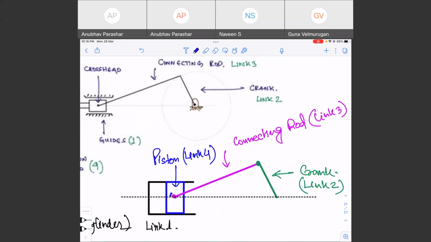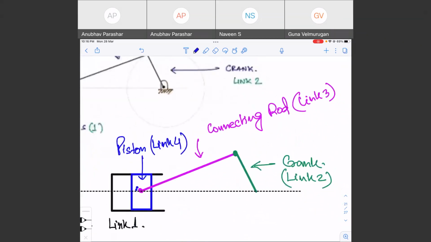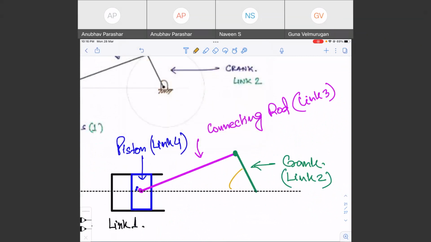So what we have done, in place of one of the bars, we have replaced it with the slider. So there is one slider, single slider, and crank. What is the meaning of crank? Now all of you know the crank is going to do full rotation, right?